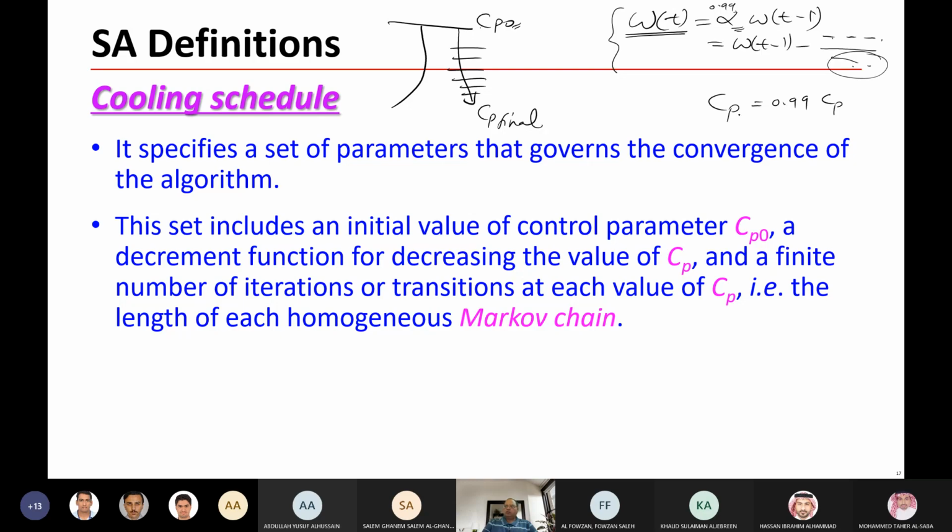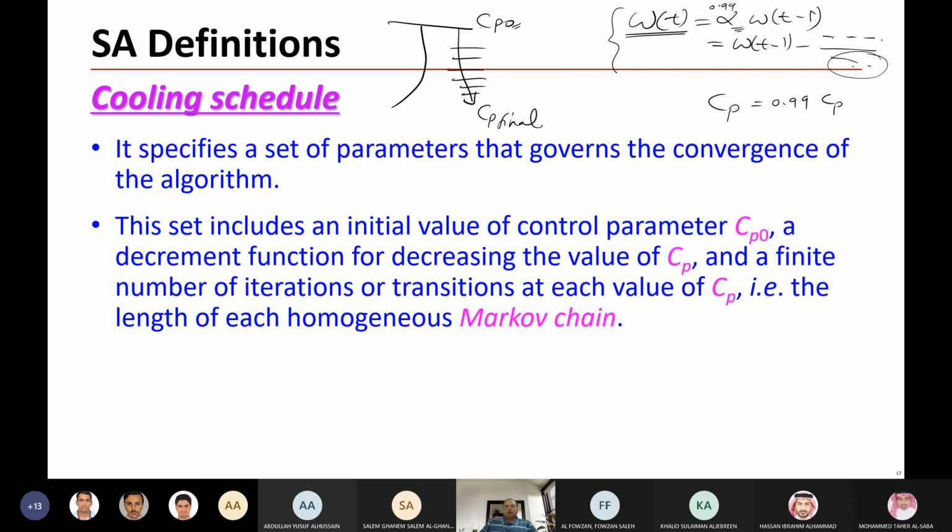And of course in coding, you can do this: CB equal to 0.99 times CB. So at each iteration, you update the control parameter. So you have CB0, a decrement function decreasing CB, and a finite number of iterations or transitions at each CB level. Okay, for this.